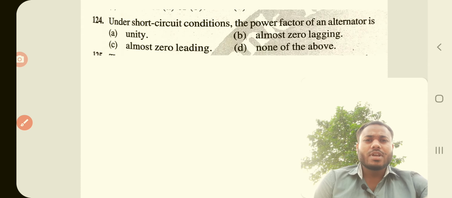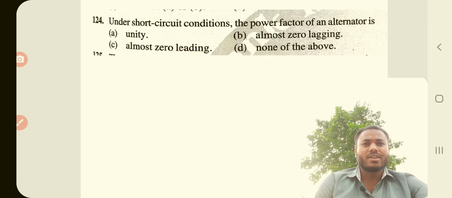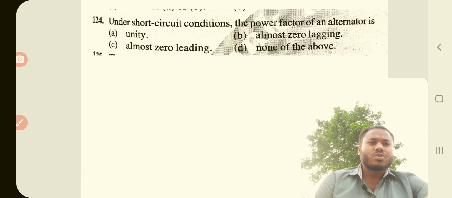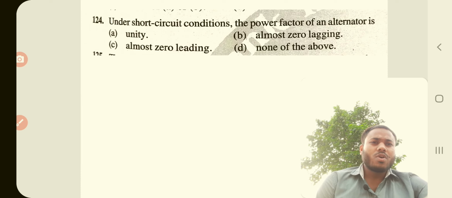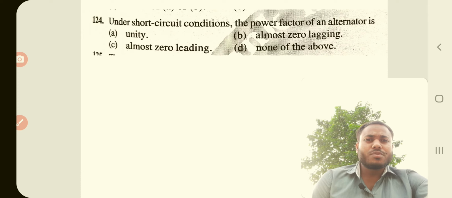The question is, under short circuit condition, the power factor of an alternator is. So if a short circuit happens, then what kind of power factor will there be in the case of an alternator? Option A, unity; B, almost zero lagging; C, almost zero leading; D, none of the above. So here the right answer will be almost zero lagging, which is number B.